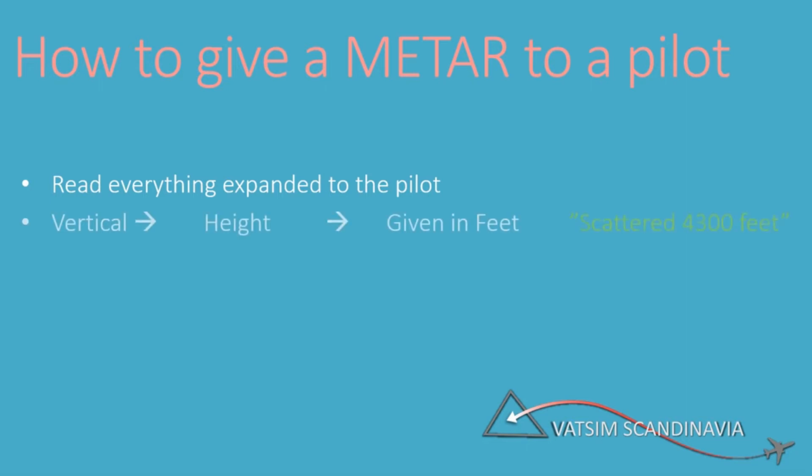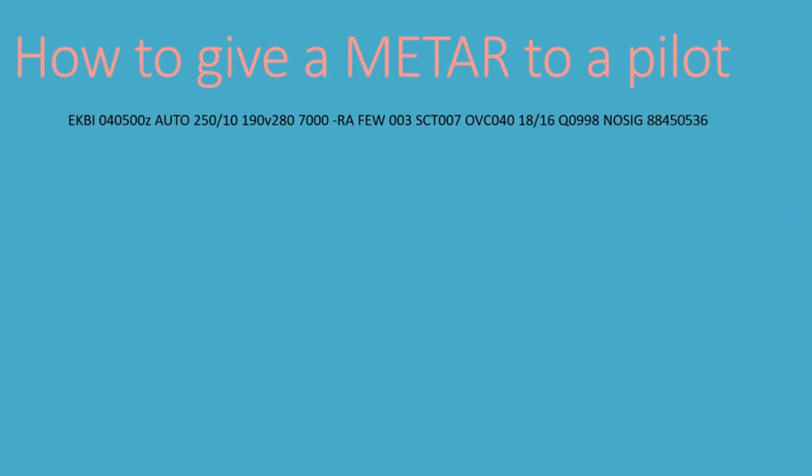Remember, just as a recap, the vertical feet and height are given in feet. So it's scattered 4,300 feet. When it's lateral, so the length, that is given in meters, like visibility is 8,000 meters. Now we're going to take a couple of different examples here at the end for how you can say the different ones. Now, if we look at this nice long METAR, how would you give this to a pilot?